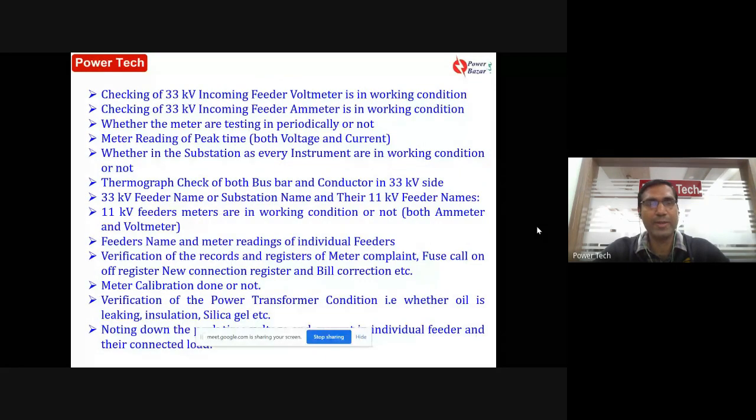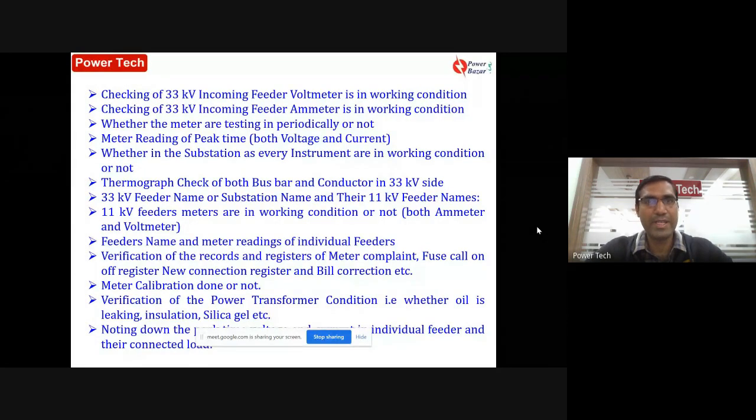And at the same time, when we are collecting the readings, we also have to keep a check on whether the 33 kV incoming feeder voltmeter is working or not, because these readings are very crucial to give an overall picture of how energy flow is happening in the total DISCOM network.